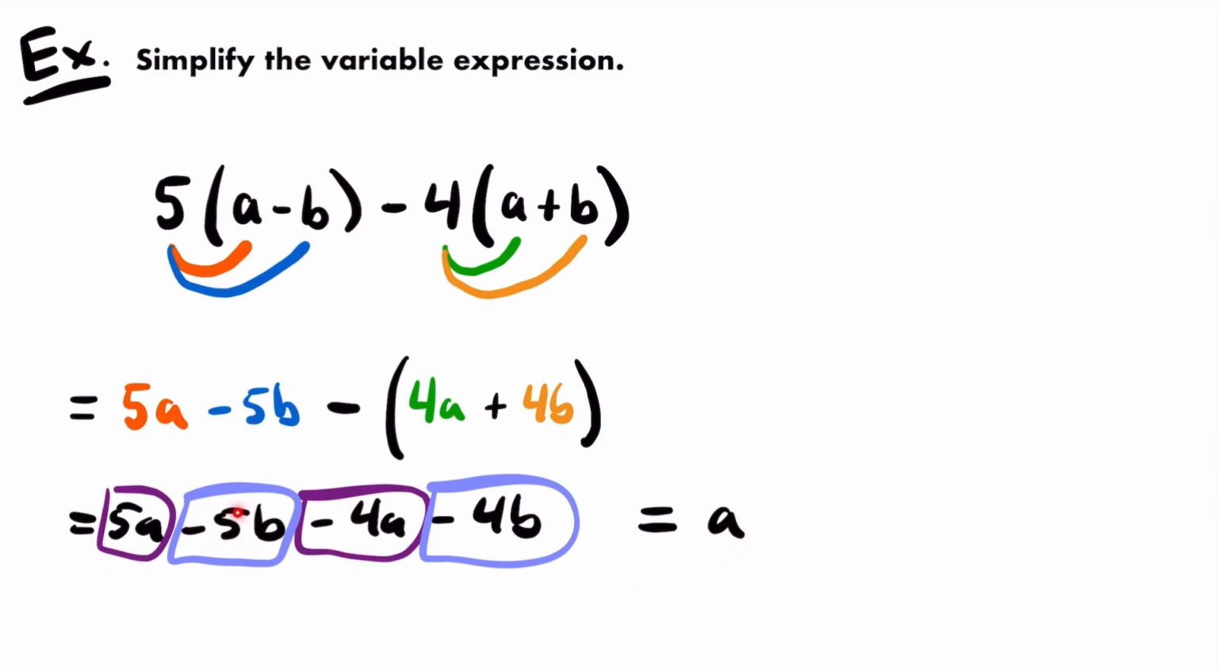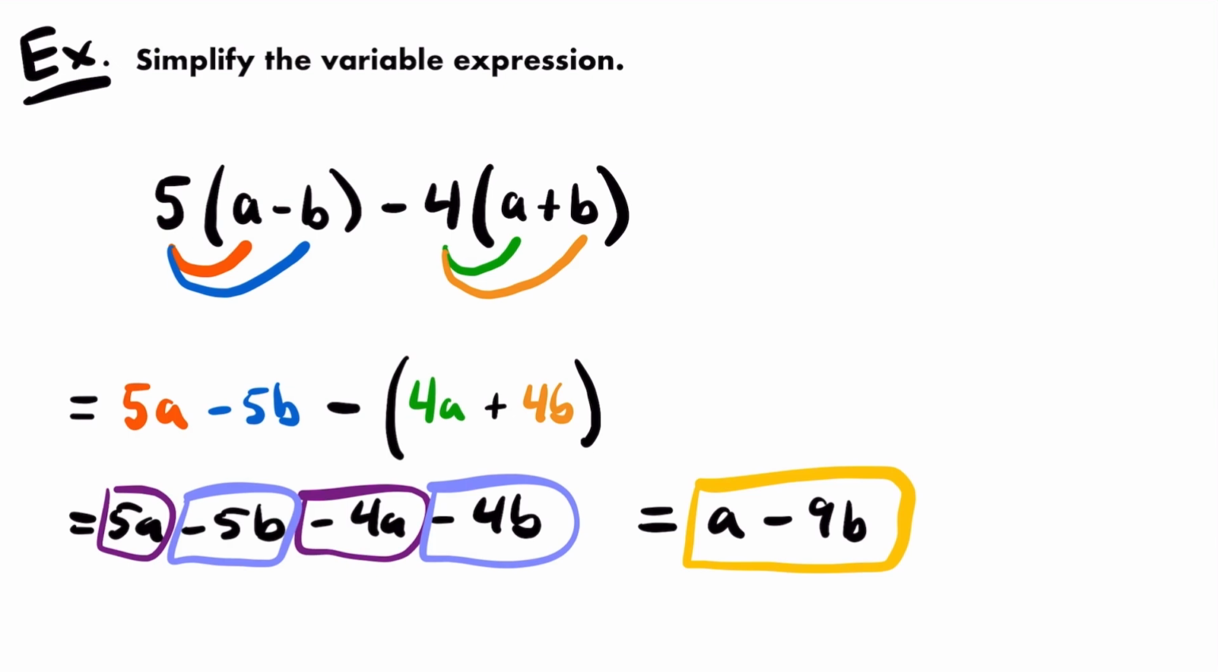But then for negative 5b and negative 4b, negative 5 plus negative 4 is negative 9. So we have minus 9b. You keep that same variable part. And now there are no more like terms, which means that this right here is the simplified form of this variable expression with the help of the distributive property and combining like terms.